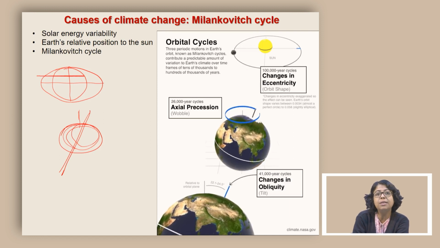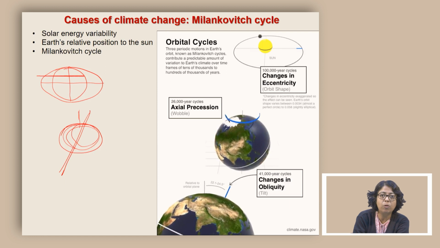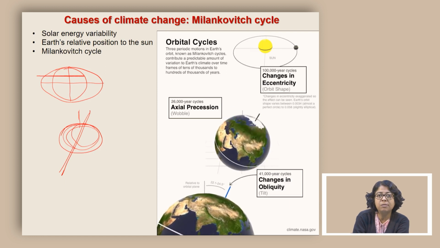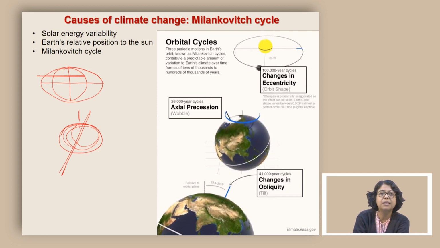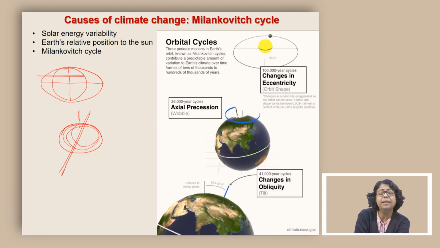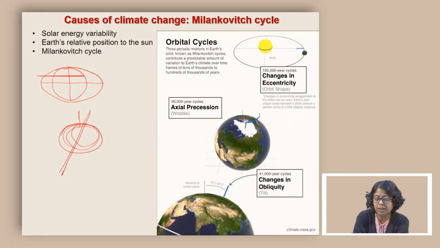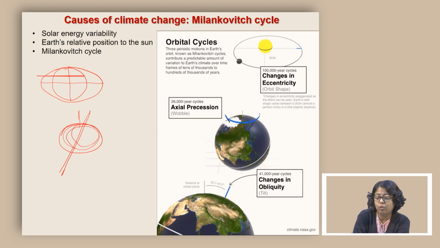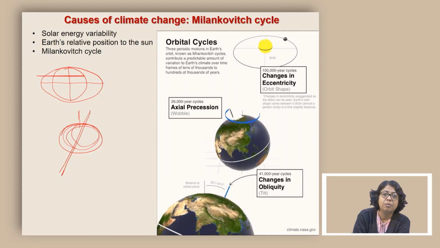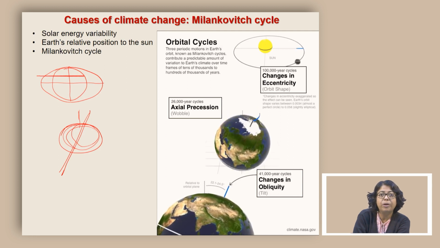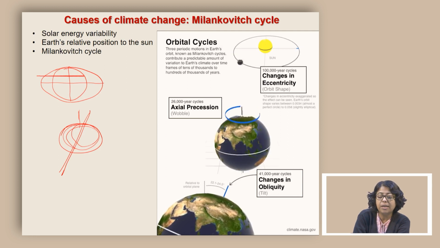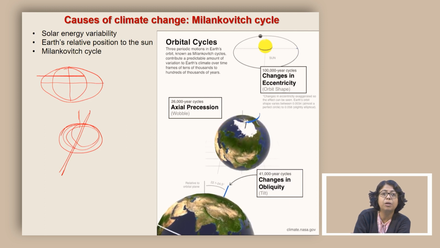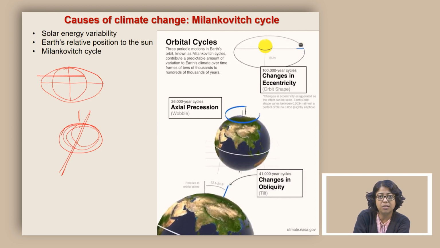So, these three cycles are extremely important, and all of these three reflect in some change in the climate over time, and combinedly this is called Milankovitch cycle. The obliquity has a periodicity of 41,000 years. Precession has the periodicity of 26,000 years, and eccentricity has a periodicity of 100,000 years.